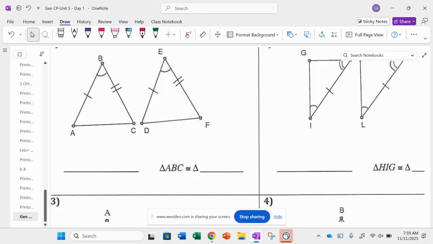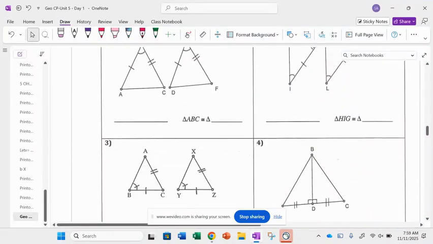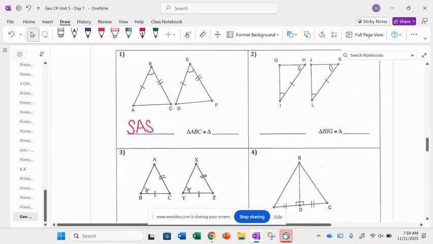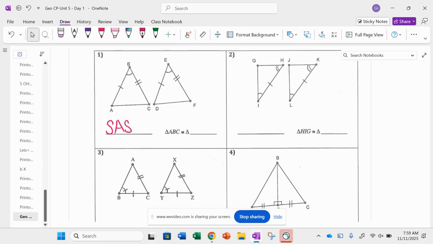Stella? It is. AB and DE are congruent, angle B and angle E are congruent, and CB and FE are congruent, side, angle, side. And remember, for side, angle, side, the angle has to be sandwiched between the two sides that have tick marks. Are we good there? Absolutely. So here we're going to write SAS. And now we're going to match up the corresponding sides. So I wrote ABC. So to match that up, how are we going to write it? You got it, DEF.